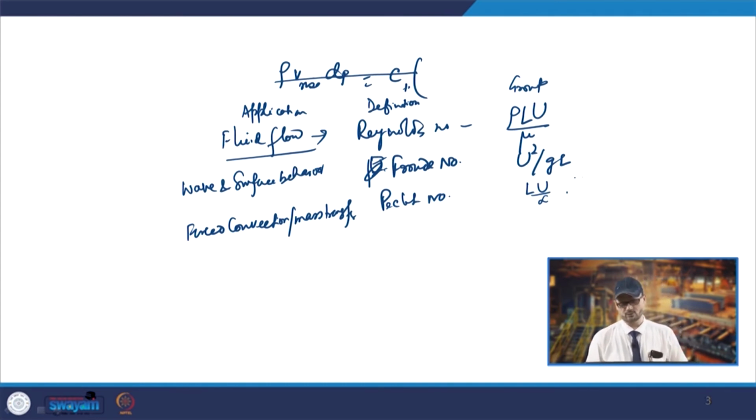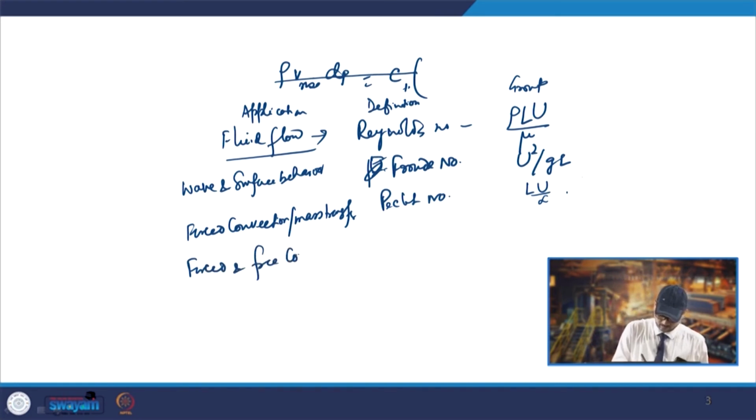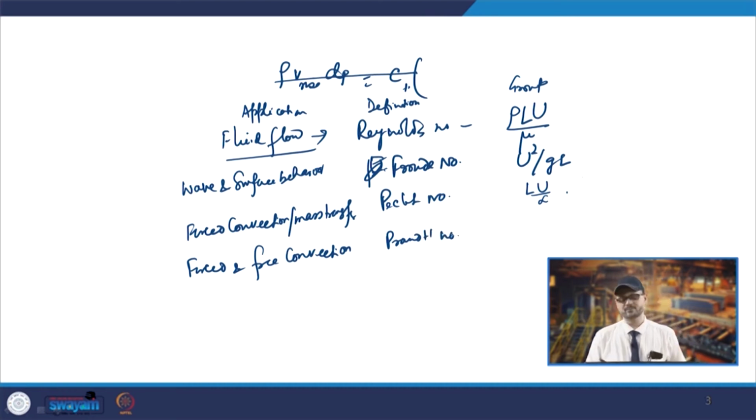Similarly, when you have the atomization of liquid jets, in those cases you come across the Weber number. There you have the surface tension term coming into the picture. Then many a time, in the case of forced and free convection, you come across the group that is your Prandtl number, and the Prandtl number is defined as mu Cp by K.